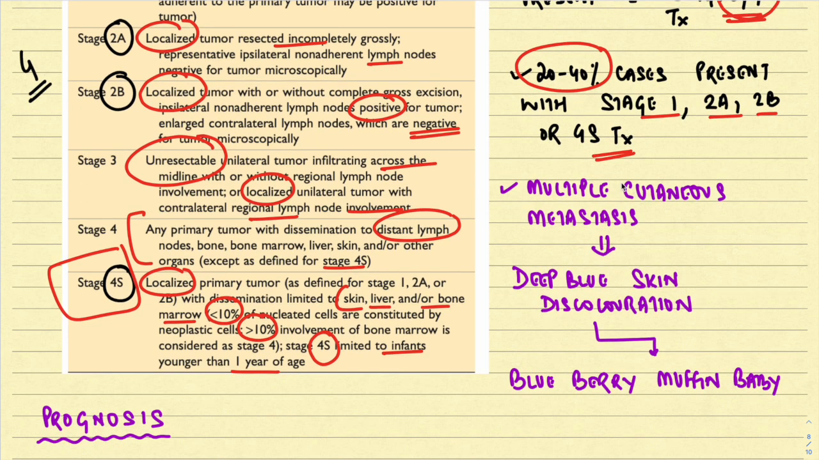Now one very important factor over here is that sometimes the child is going to present with multiple skin or cutaneous metastases showing deep blue skin discoloration, and it gives an appearance of what is called a blueberry muffin baby, unfortunately. This can also be asked as an important MCQ.